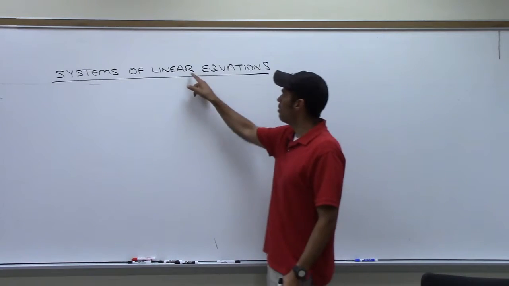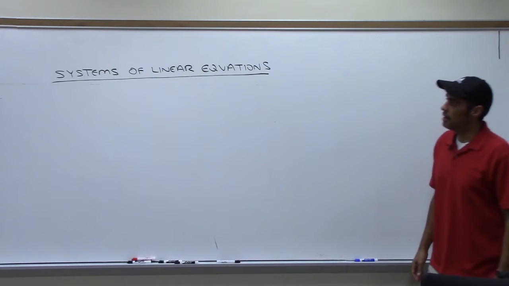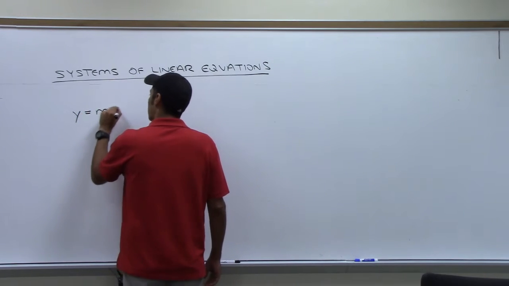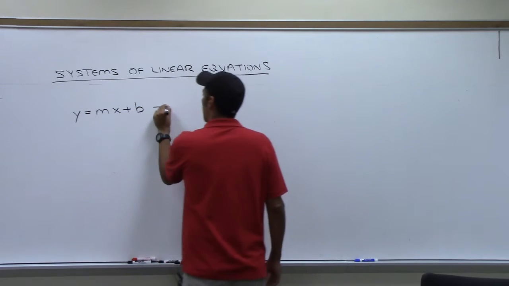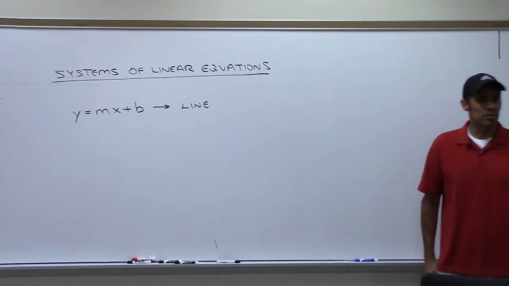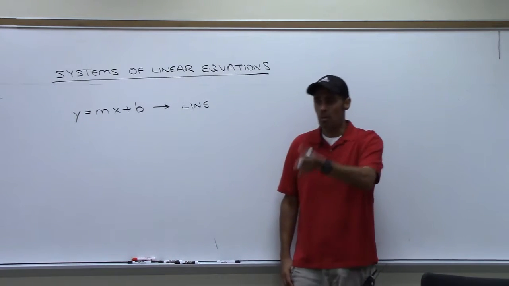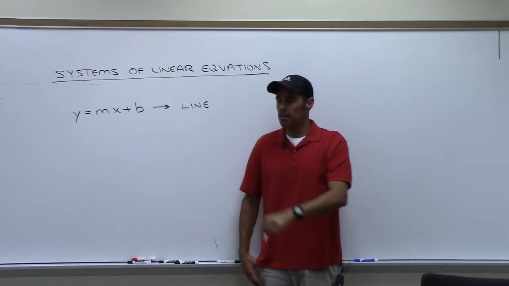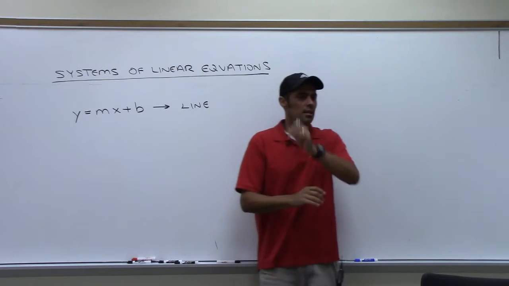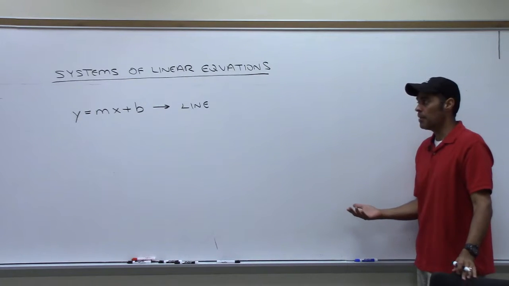So when we looked at linear equations in the past, they looked like this: y equals mx plus b. And we knew that when we graphed this, obviously it was a line, right? And there were actually two ways that we talked about graphing these. One of them was to find the x-intercept, then the y-intercept, then draw a line. The other way was to use this number to find your y-intercept and then use the m to find your up and down, left and right. So there's two ways that we know how to graph a line.